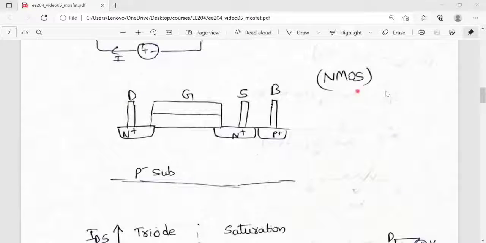The cross section of NMOS looks like this. This is gate connected to metal. This is source. This is drain, and this is called bulk.